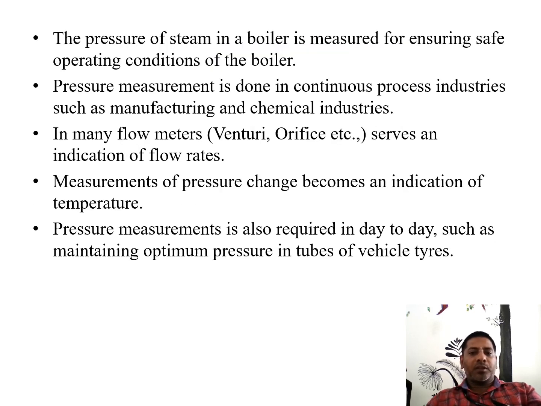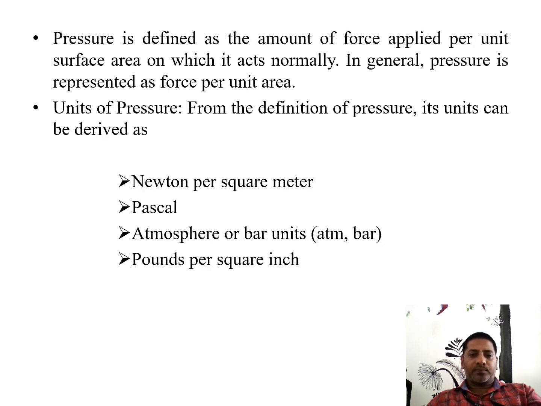The pressure of the steam in the boiler is measured for ensuring the safe operating conditions of the boiler. Pressure measurement is done in continuous process industries such as manufacturing and chemical industries, and in many flow meters like venturi and orifice it serves as the indication of the flow rates. The measurement of pressure change becomes an indication of the temperature. Pressure measurement is also required in day-to-day life, such as maintaining optimum pressure in the tubes of vehicle tires.